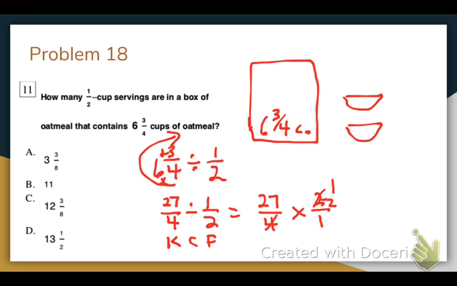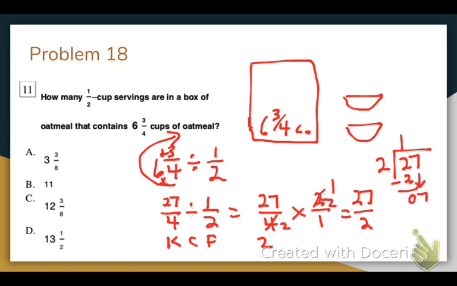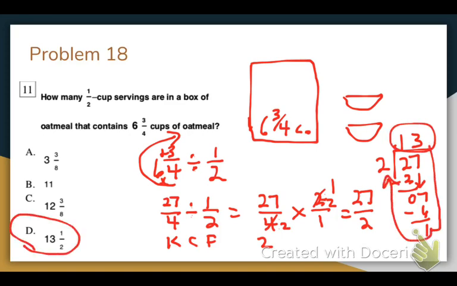Divide both by 2. And I get 27 over 2. It's an improper fraction, so I'm going to divide. Go in once. Bring down my 7. That will go in 3 times. So 13 is my whole number, and my fraction is 1/2. Correct answer is D. So that's the last problem, so make sure you circle that on your data sheet.